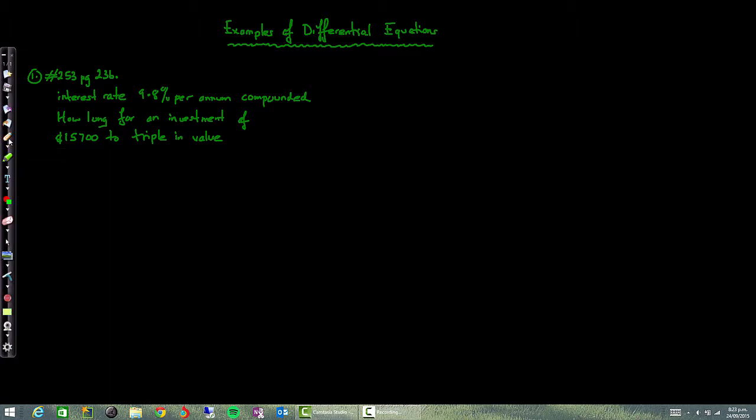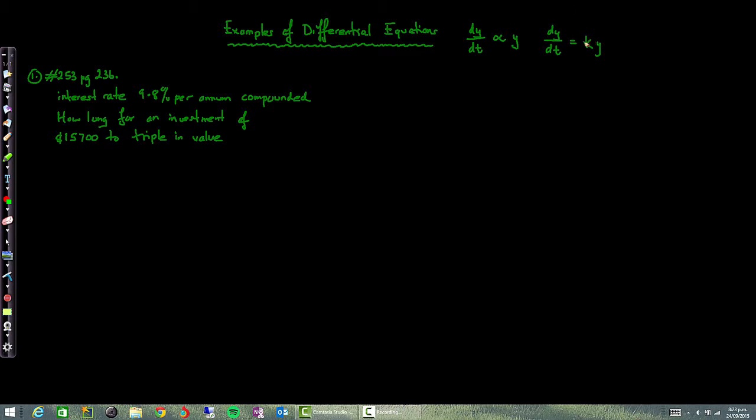So it is of this type where you have the rate of change of a quantity with respect to time is proportional to the quantity itself. And that kind of differential equation or proportion statement can always be turned into an equation where we have some constant here.